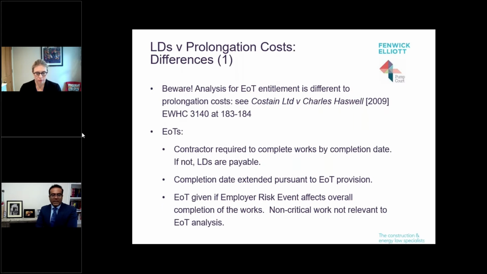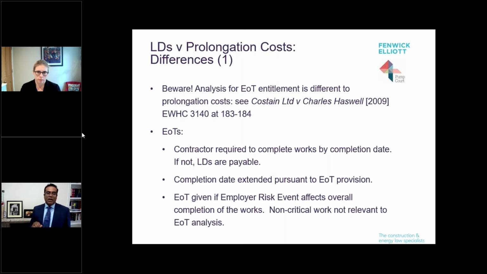Now, one of the awkward conversations that I tend to have at the beginning of a dispute goes along these lines. The contractor spends a large amount of time and effort proving an entitlement to an extension of time. They have their critical path analysis ready, and they show, let's say, an entitlement to a 150-day extension of time.